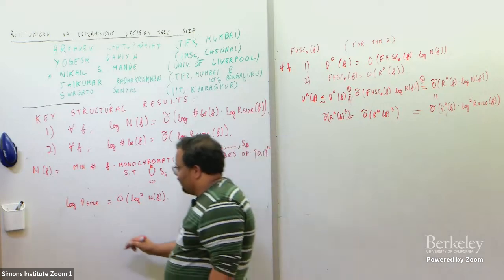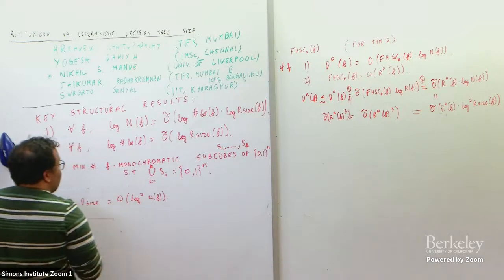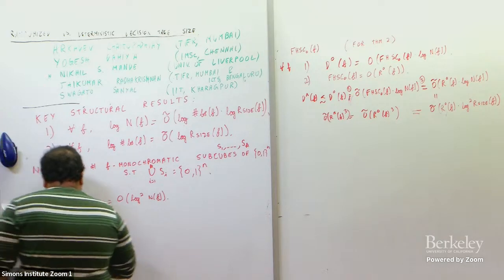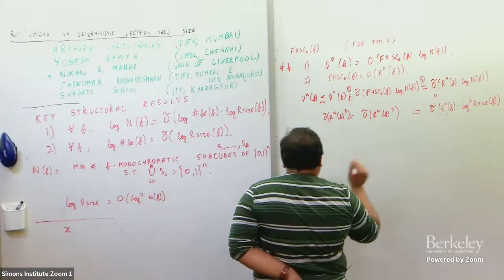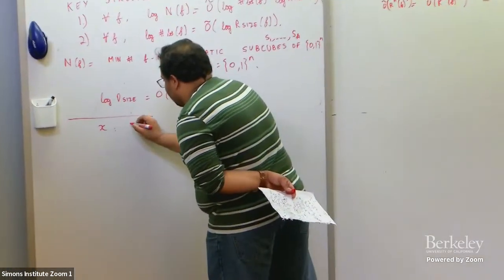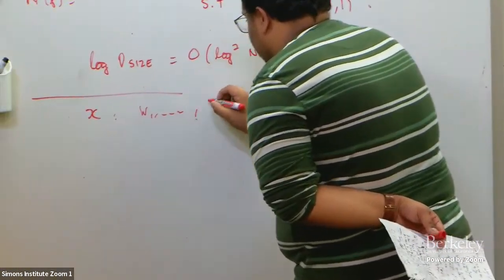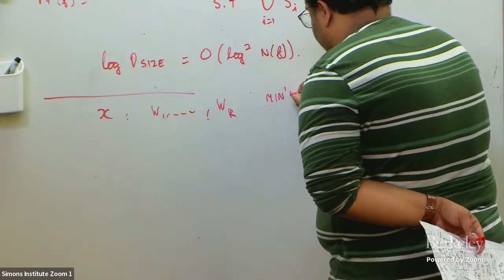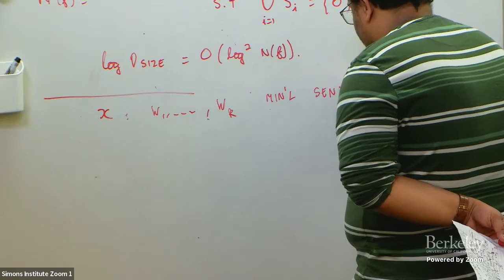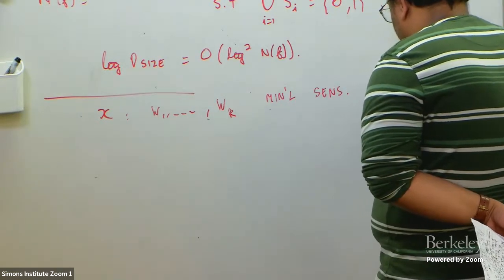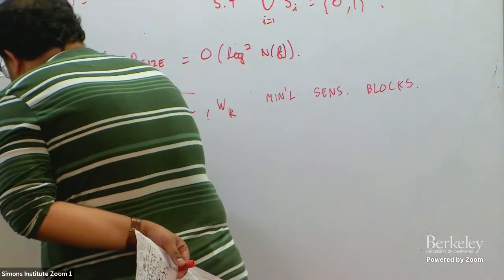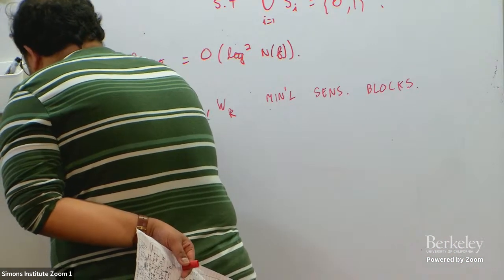So what we'll do is first fix an input X. And suppose its minimal sensitive blocks are W1 through WK. So this is a hand wavy proof of 1.